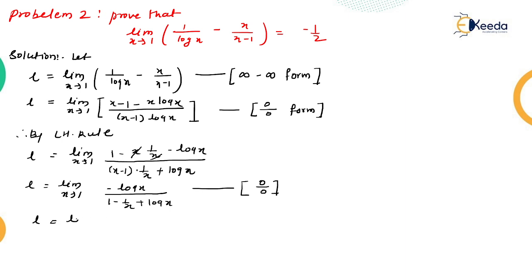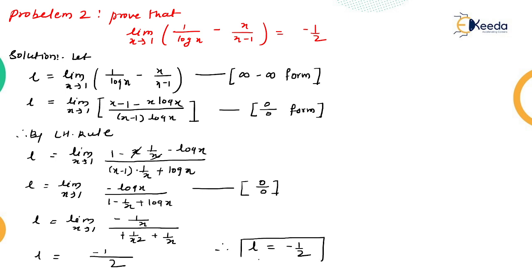So therefore limit as x tends to 1 of the derivative of minus log x, which is minus 1 by x, divided by the derivative of 1 minus 1 by x, which is plus 1 upon x square, and plus log x, whose derivative is again 1 by x. Now we are able to apply limits directly. The numerator becomes minus 1, the denominator is 1 plus 1, that is 2. So your final answer L is equal to minus 1 divided by 2.